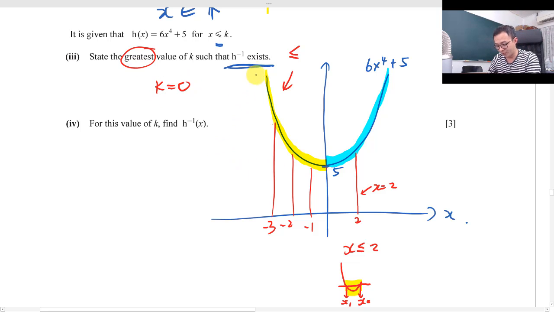Yeah, so from here, the yellow color here, you can see the greatest is 0, right? So if 0, then I can take the whole yellow color over here. Of course, you can say k can be -1, -2, and -3. This is true, but then it is not greatest. So in this case, greatest is 0.